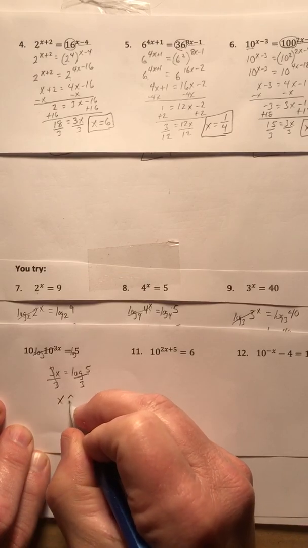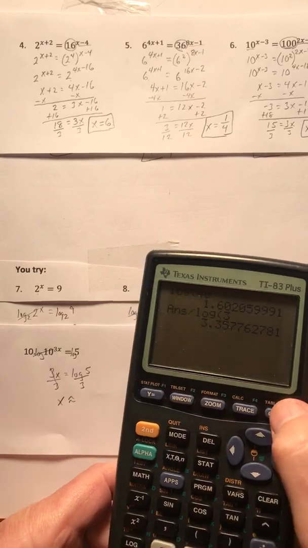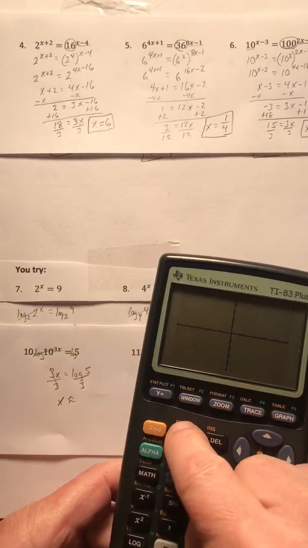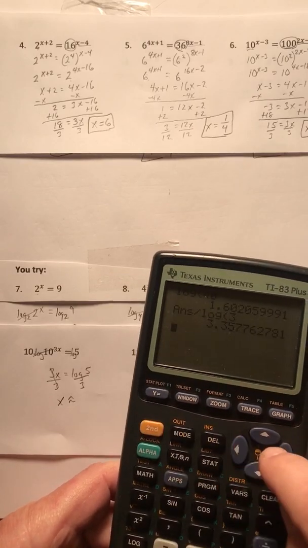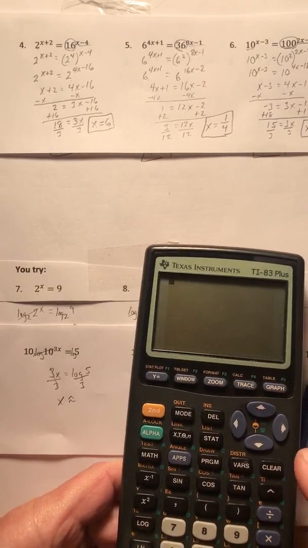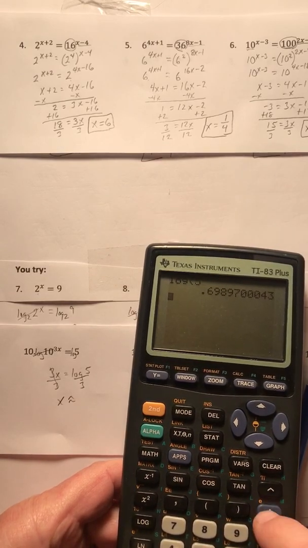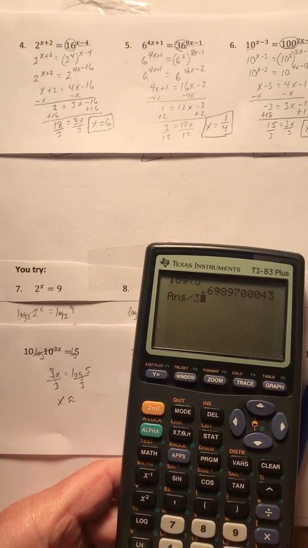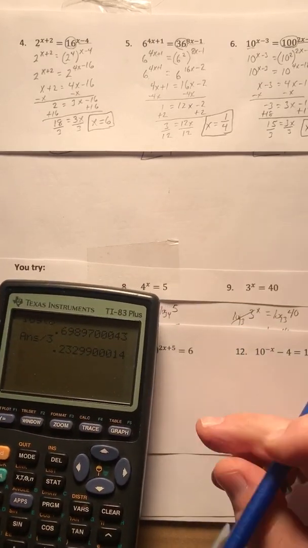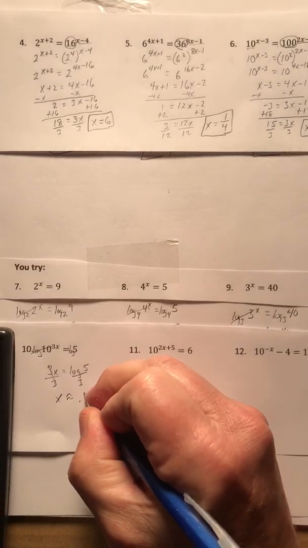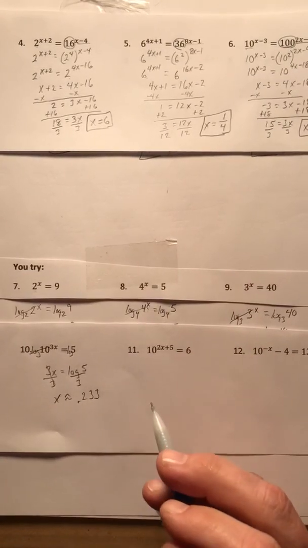And I get x is approximately, and then I just have to put that in the calculator. So putting that in the calculator, all I do is log 5, enter, and then divide it by 3, enter. And I get 0.233. Again, I'm rounding these to the third decimal place.